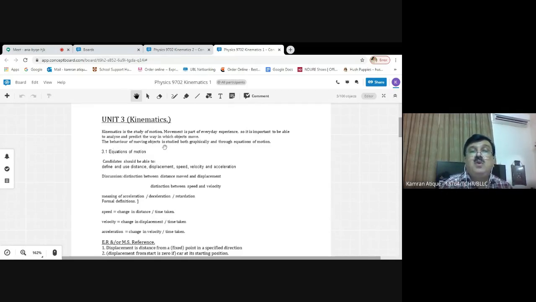The behavior of moving objects is studied both graphically and through equations of motion. So I am beginning with the sentence of your syllabus. Candidates should be able to define and use distance, displacement, speed, velocity, and acceleration. And I have tried to pick all those definitions from the examiner reports or marking schemes of your CAIE past paper examinations. So first of all, I am beginning with the definition of distance, definition of displacement, and then the distinction between distance moved and displacement.